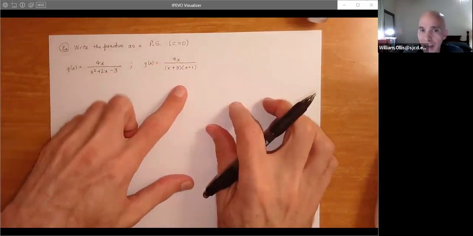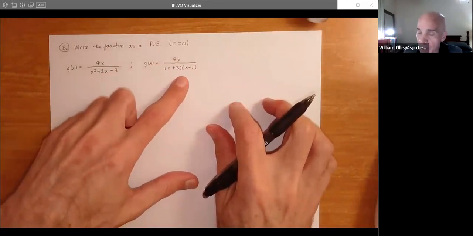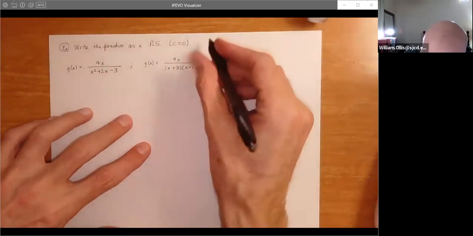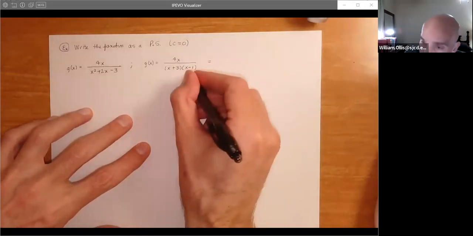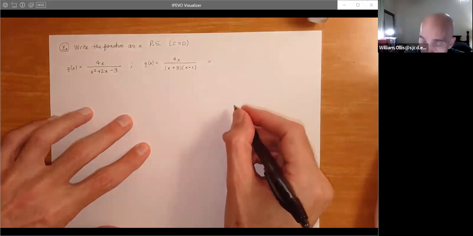Now, of course, we're back to integration problems where we need a partial fraction decomposition. So we've got two distinct linear factors, and that's the easiest possible case.